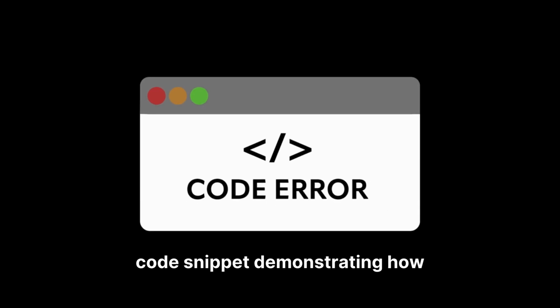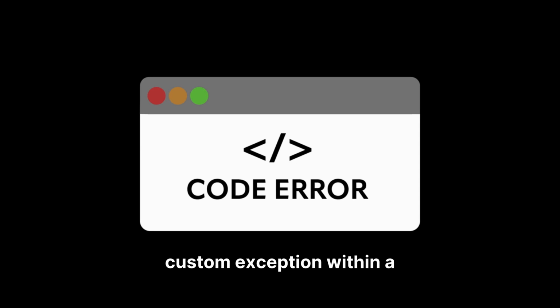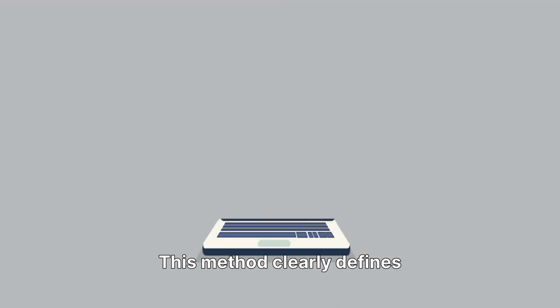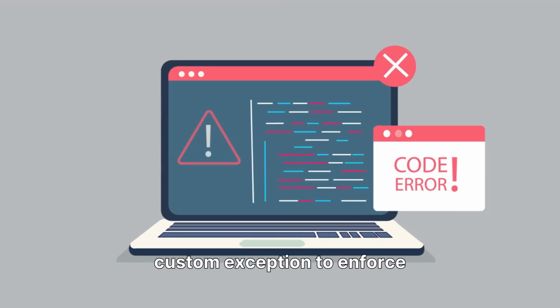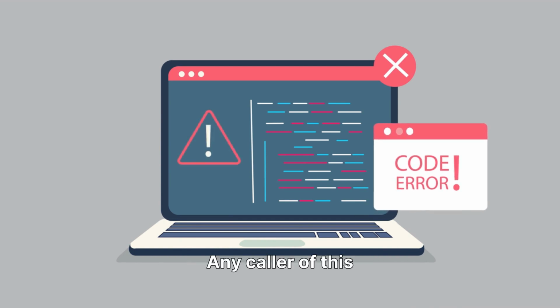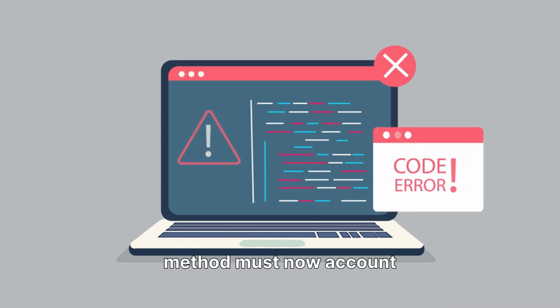Let's see a complete code snippet demonstrating how to integrate throwing our custom exception within a method and how it would look in a larger context. This method clearly defines the valid range for age and uses our custom exception to enforce that rule. Any caller of this method must now account for the possibility of an invalid age exception.